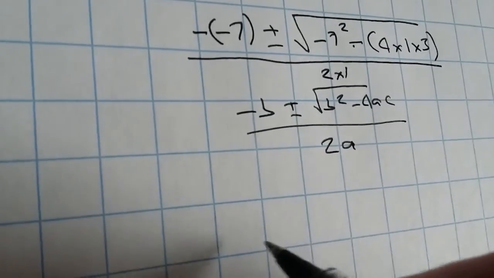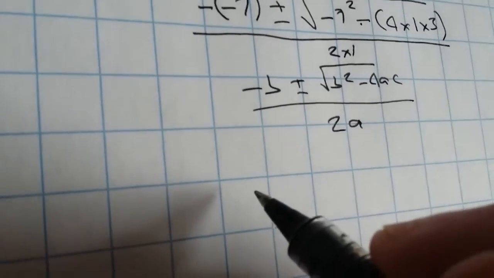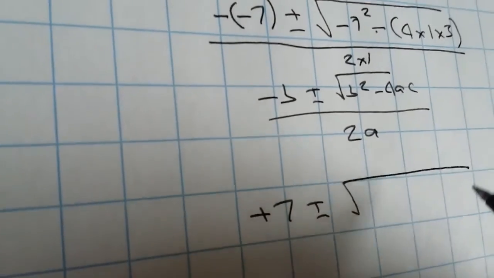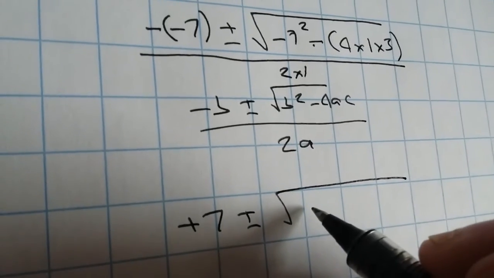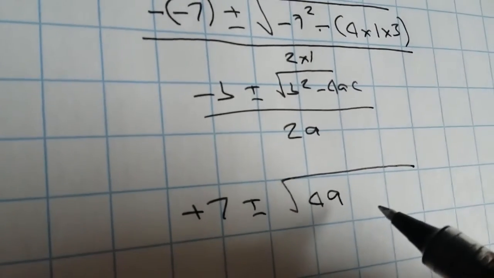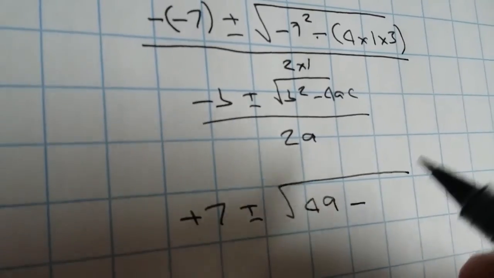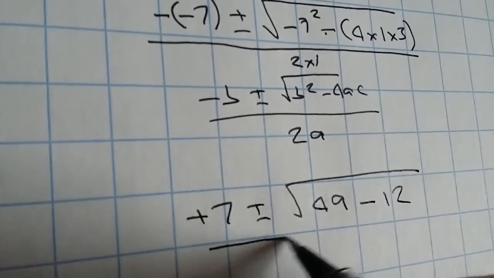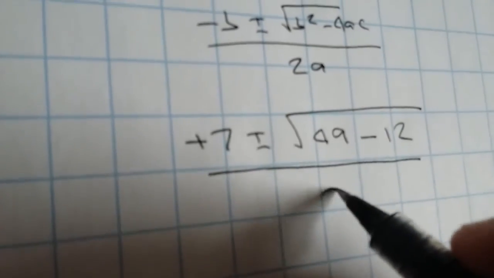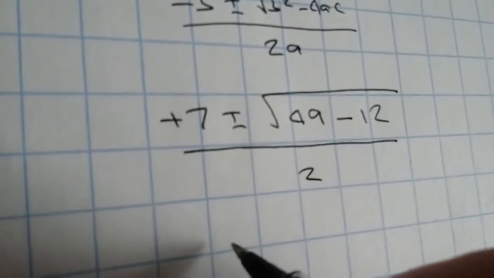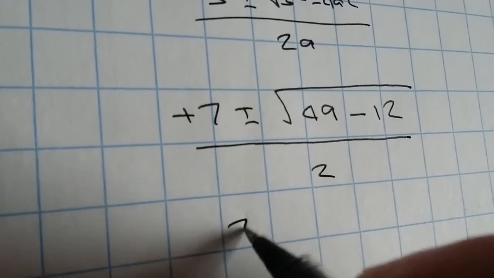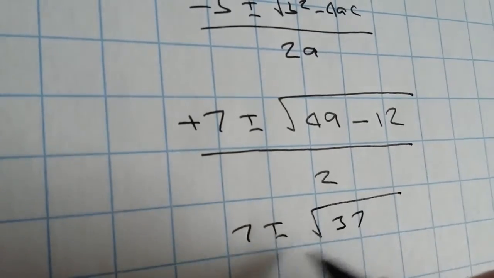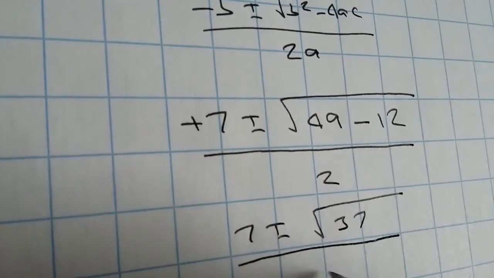So the next line down, we're going to have minus 7, so that's plus 7, plus or minus the square root. So minus 7 squared is 49, minus times a minus is a plus. And I've got minus 4 times 1 times 3, so it's minus 12. All over 2a, so it's all over 2. So I've got 7 plus or minus the square root of 37, divided by 2.